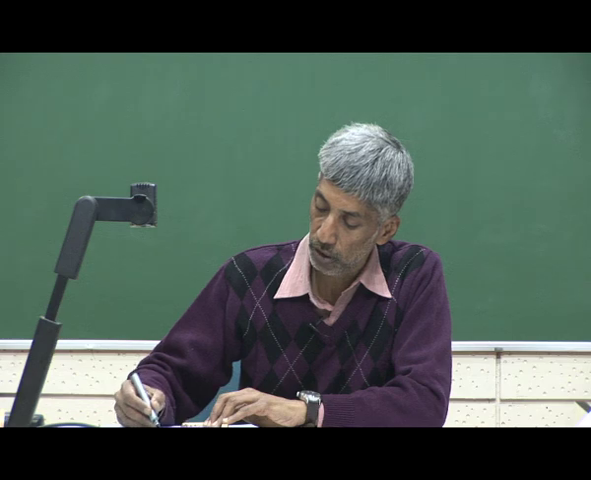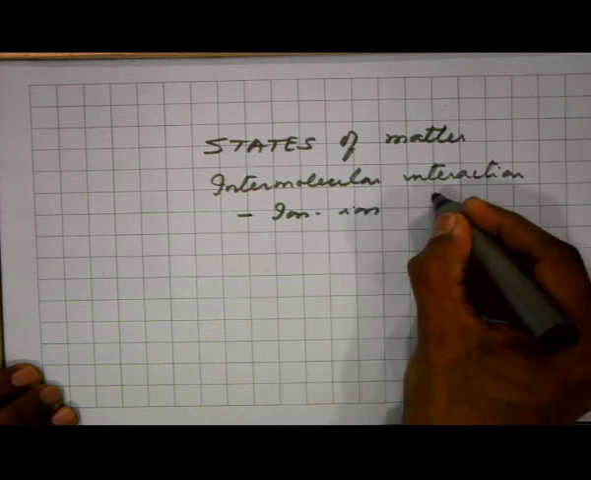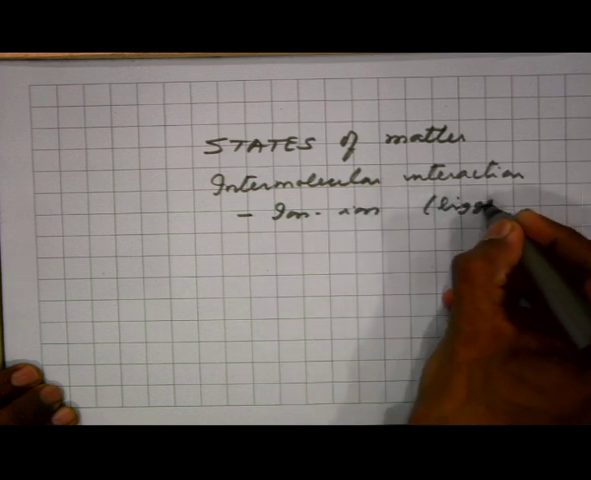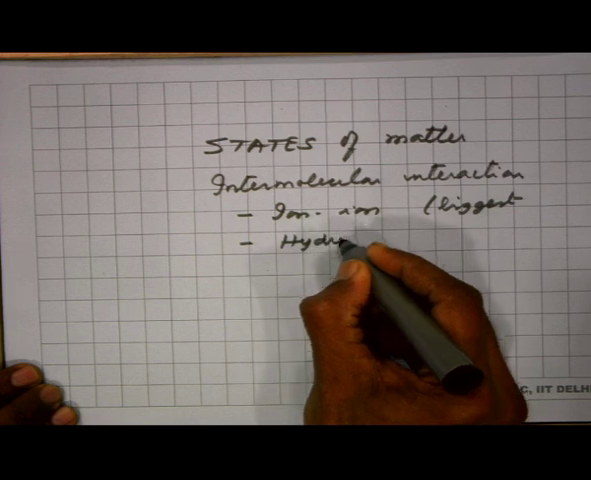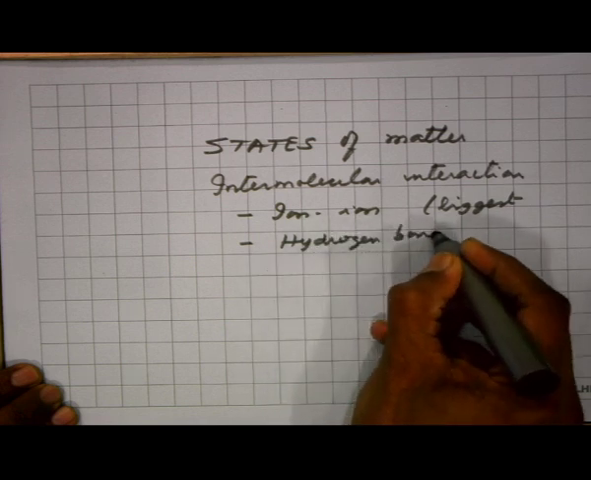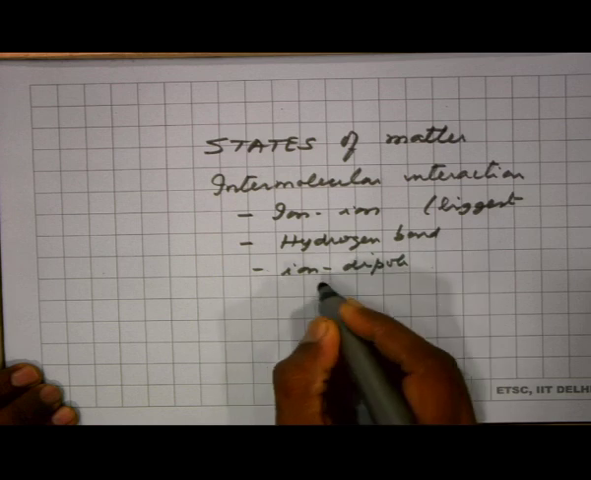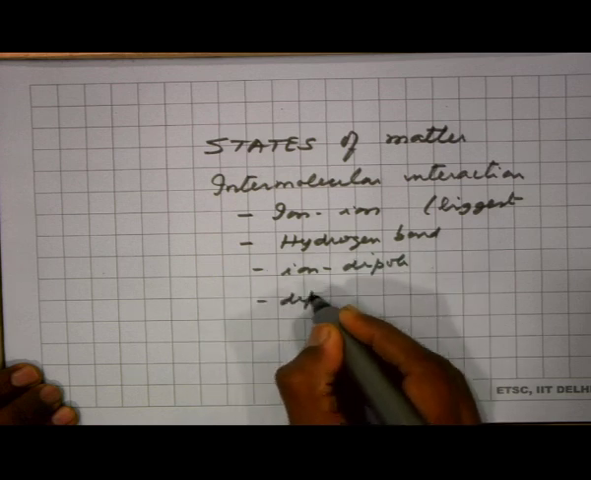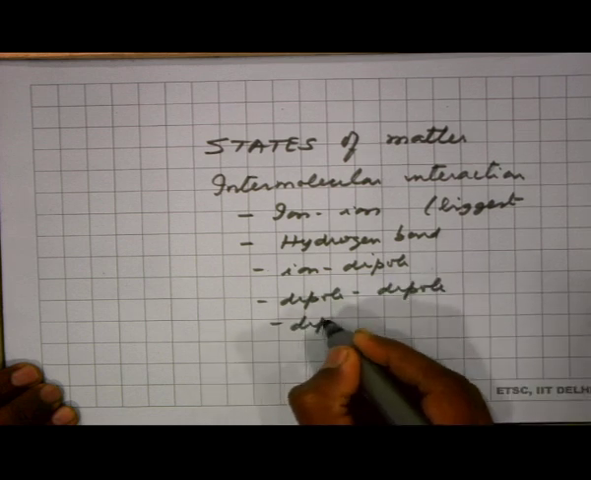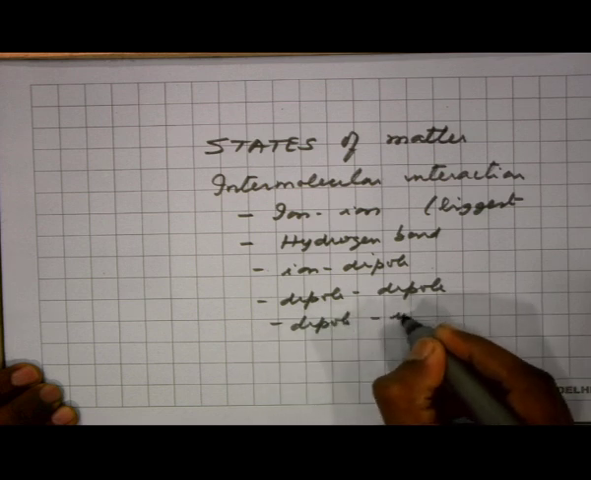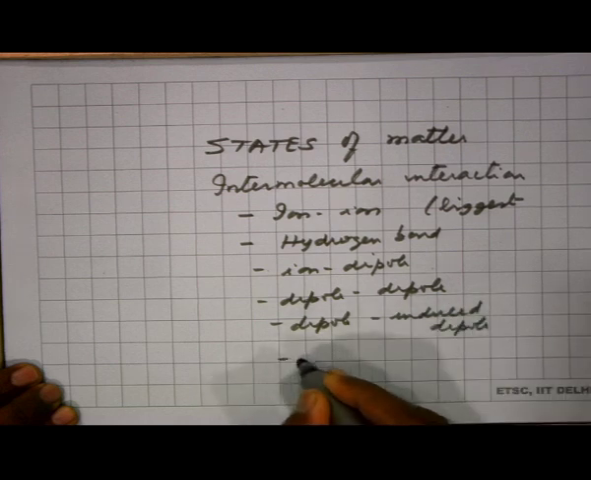And of this we said that ion is the biggest, then we have hydrogen bond, ion dipole. Now, it is in the order that we expect: dipole dipole, dipole induced dipole, and induced dipole induced dipole.